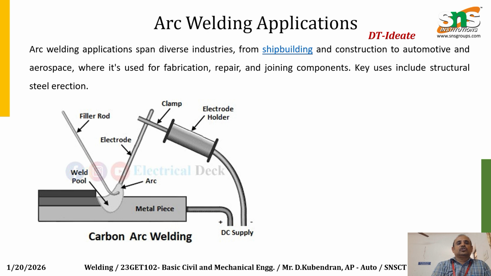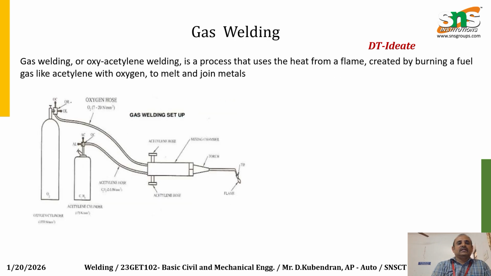Consumable versus non-consumable electrode. In consumable electrode welding, the electrode melts and acts as a filler, as in MIG welding. In non-consumable electrode welding, the electrode does not melt; that is called TIG welding. Manual versus automatic welding: manual welding is operated by hand, while automatic welding machines or robots perform welding automatically. Fusion versus pressure welding: in fusion welding, metals are melted at the joint, whereas in pressure welding, metals are joined by pressure without complete melting.